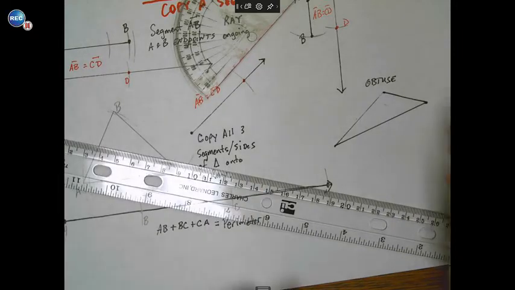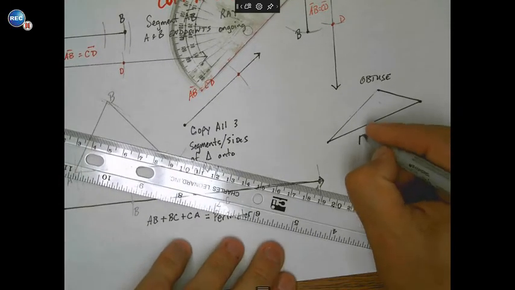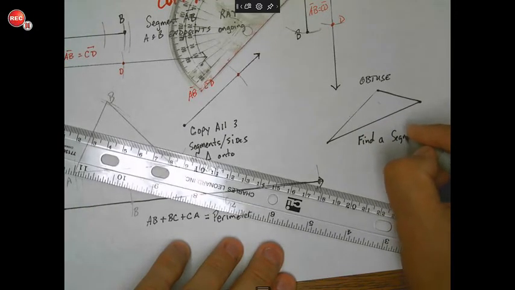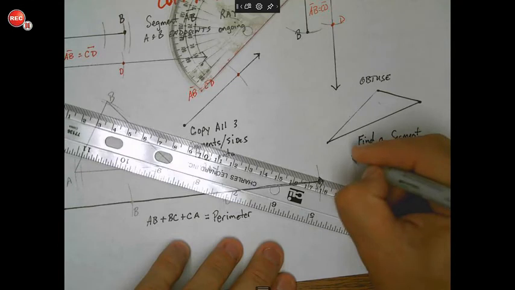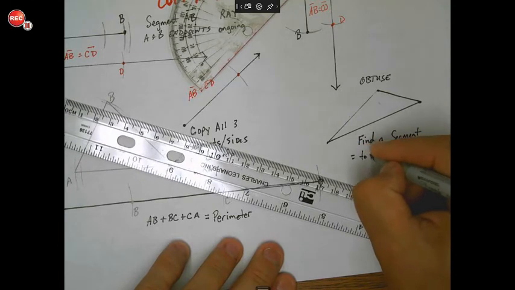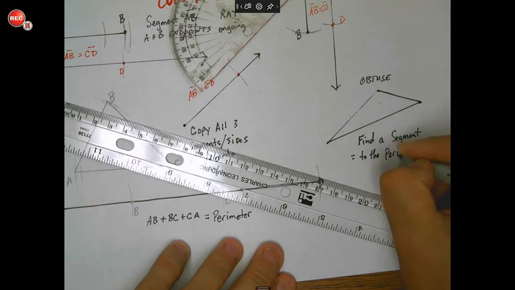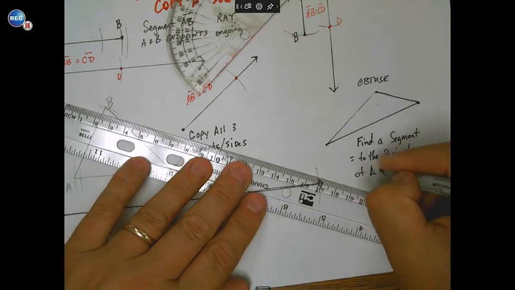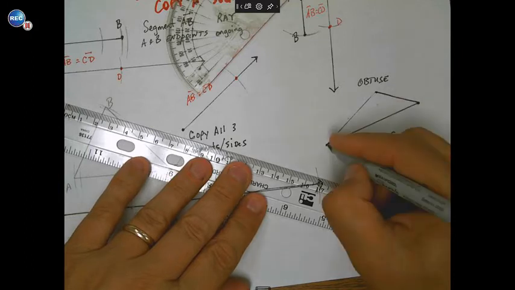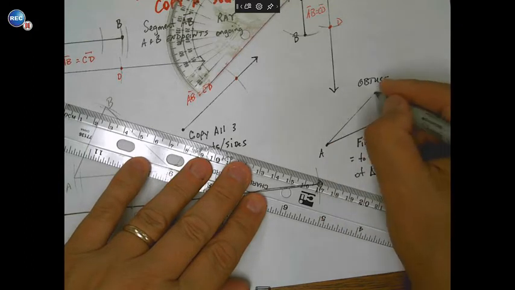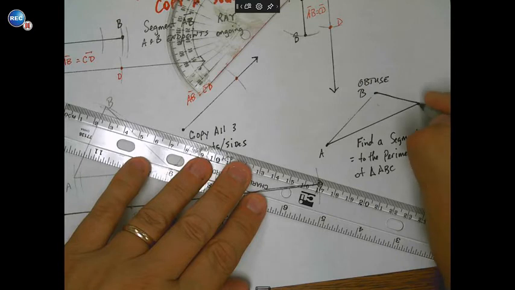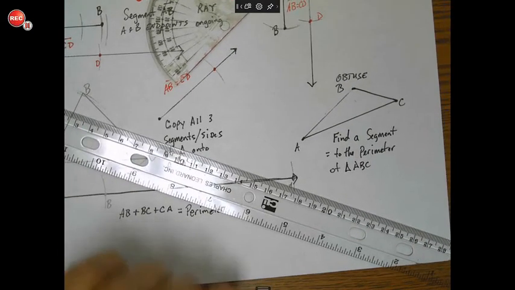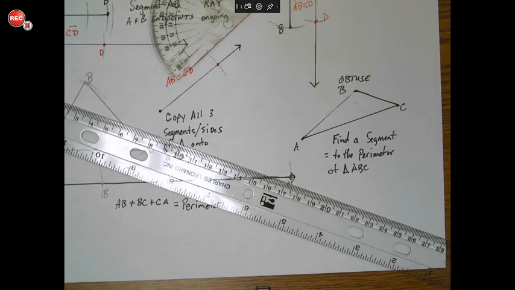Now on a quiz, it might be worded like this. Find a segment equal to the perimeter of triangle A, B, C. All right, go ahead and do it at your seat.